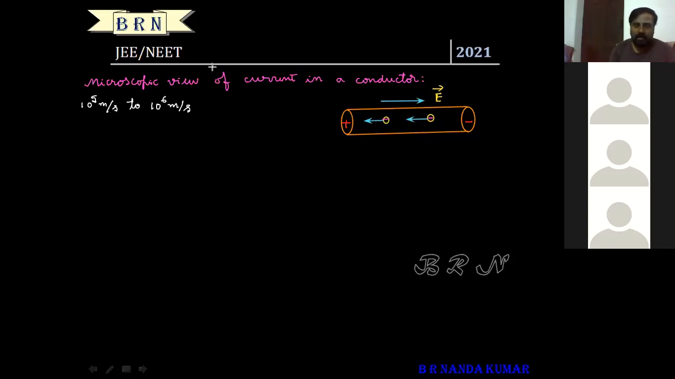So what is the force acting? The force acting on an electron due to the electric field. Can anyone tell? Let's see. What is the formula? E vector is equal to F vector divided by q naught. This is the expression for electric field. So here q naught means the electron.